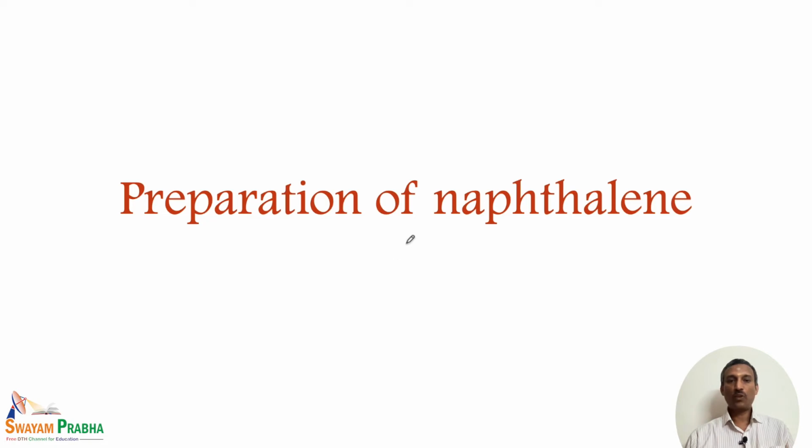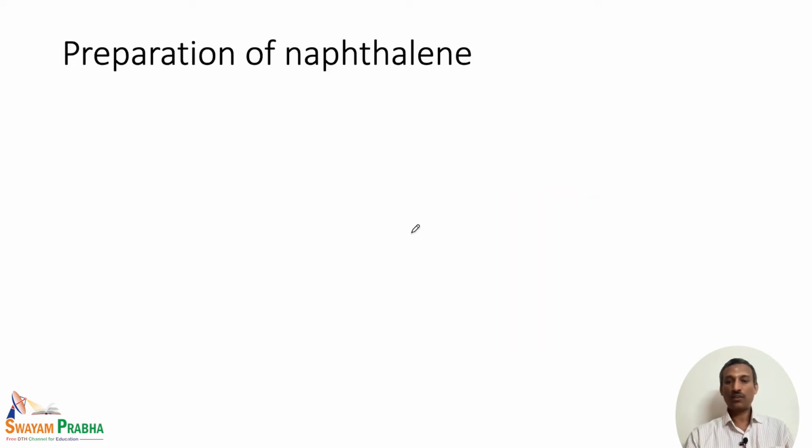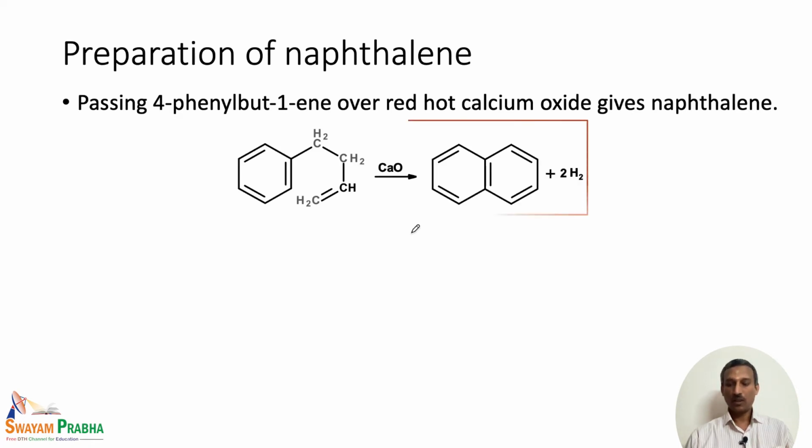Let us move on to the preparation of naphthalene. We will start with the simple method. The first method is passing 4-phenyl-but-1-ene over red hot calcium oxide, which gives naphthalene. This is a simple cyclization reaction with the loss of 2 hydrogen molecules. We end up with a cyclized product from the monocyclic ring.